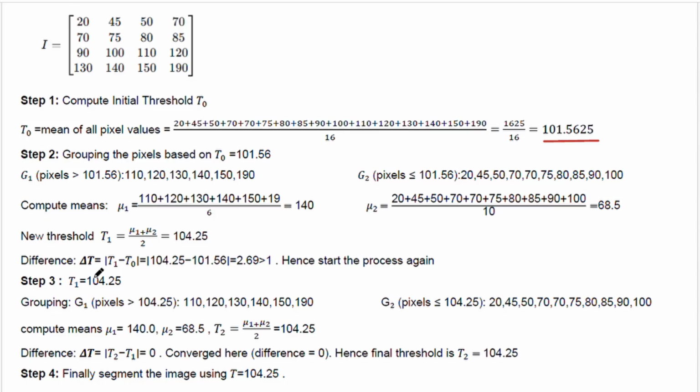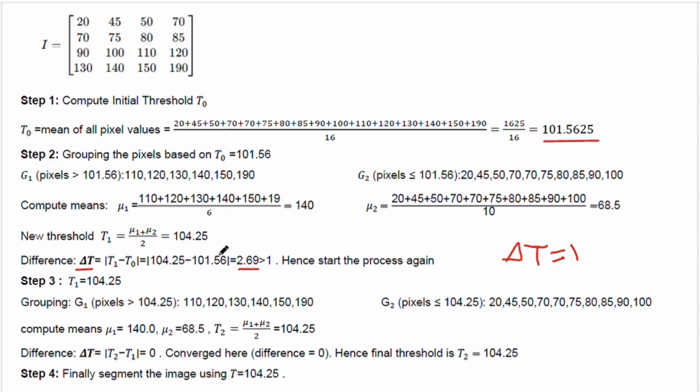Then take the difference, delta T. This is the new threshold T1, and the previous threshold is T0. So T1 minus T0 is 2.69. Initially, we have chosen delta T as 1. As 2.69 is greater than 1, you have to start the process again.